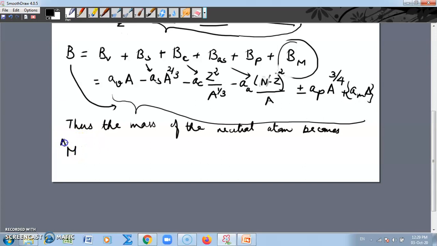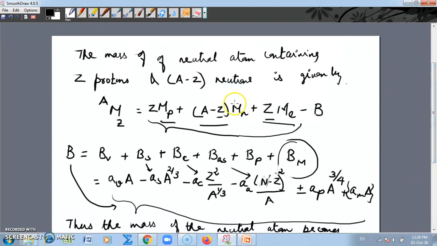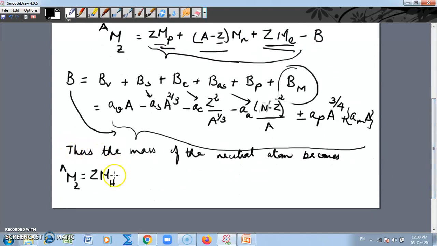M(A, Z) is equal to Z M_H. Now what is this Z M_H? Z M_H is the sum of Z M_P and Z M_E. What is this? Z times mass of one proton plus mass of one electron is the mass of a hydrogen atom. So we have seen this earlier. I had explained this. If you have gone through my videos, you will understand this.